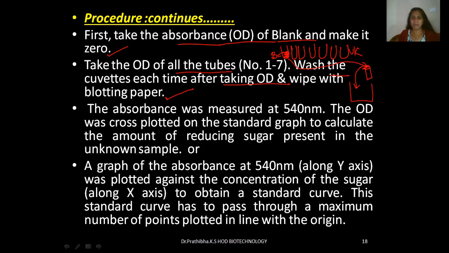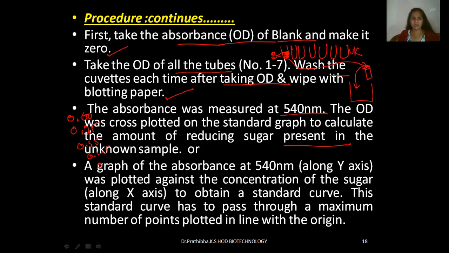The absorbance was measured at 540 nanometer. The OD was cross-plotted on the standard graph to calculate the amount of reducing sugar present in the unknown sample. Once you take the OD of all 7 test tubes, you are going to get the ODs. For example, the first one we adjusted to 0.00. The second one you may get around 0.25, the third one around 0.35, again 0.45, 0.6, and so on. You are going to get the ODs.